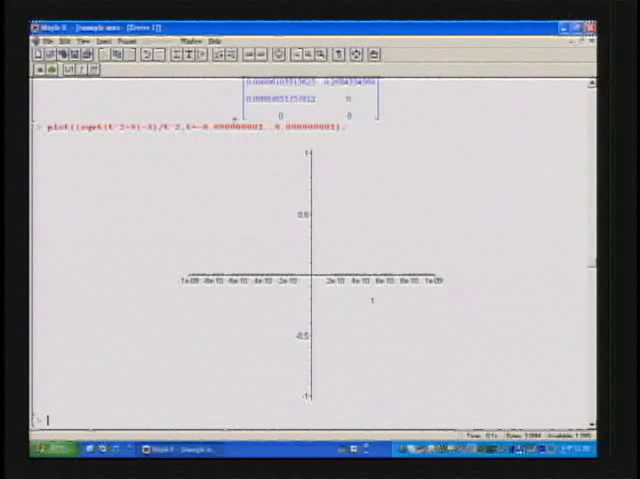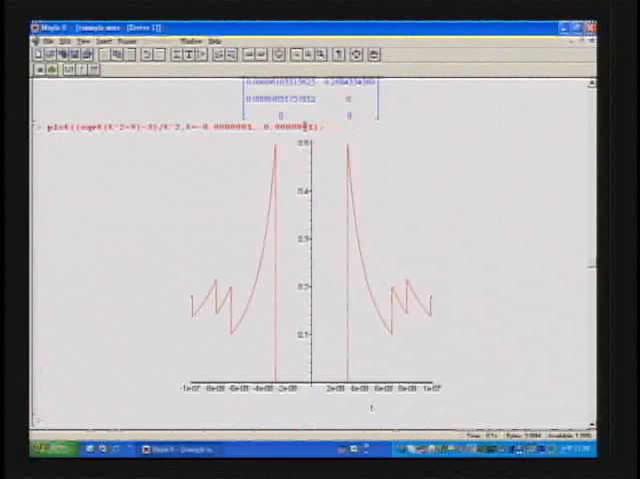Okay, this is not good. These are too much. Now you see something very strange seems to happen at 0. But what you see here is a problem of Maple, a problem of the calculator, and it has nothing to do with the function.